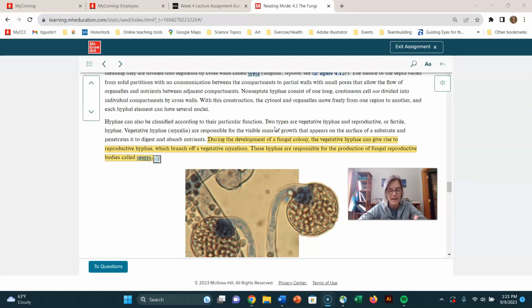And they can make new molds. It'd be like if you could break off a finger and make a new person. Well, we can't do that, but molds can do that. They can break off a piece and start a whole new colony.